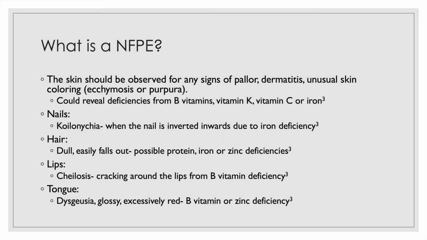We would then take a look at the lips to see if there's any cheilosis, which is the cracking around the lips, and we would look at the tongue to see if anything is abnormally red or if there's any dysgeusia, which typically comes from B vitamin deficiency or zinc deficiency. We would also take a look at the mouth, because sometimes even the teeth could be a good determinant of just in general how nourished the patient is.